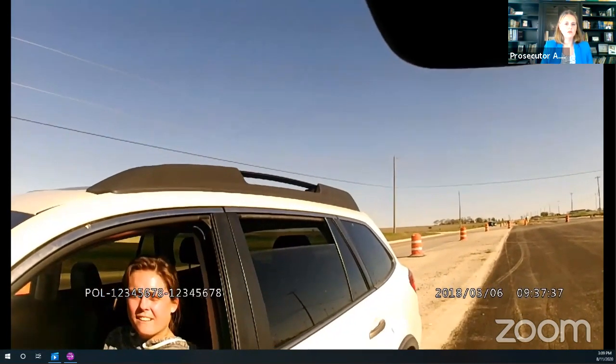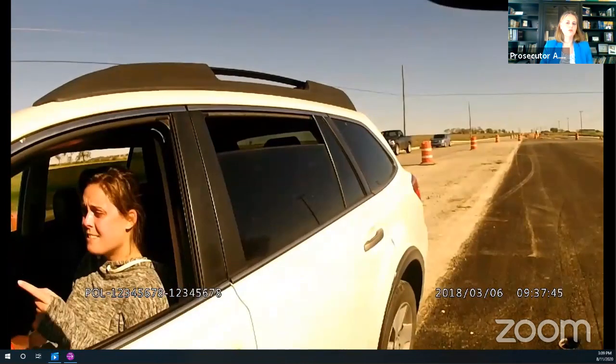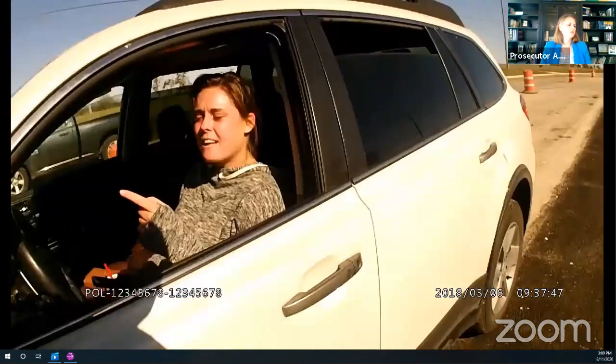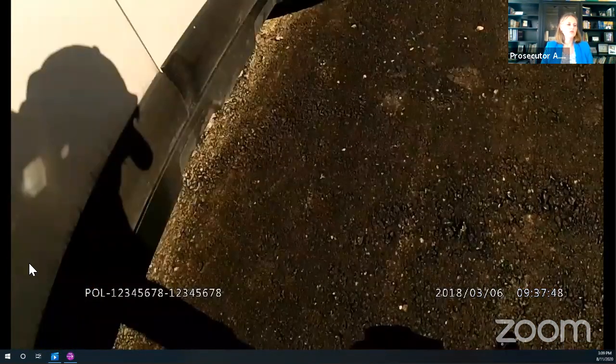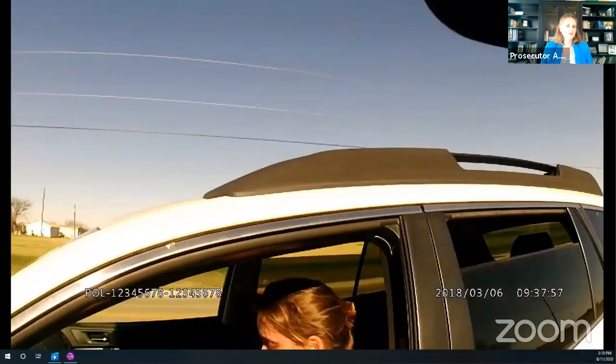How fast was I going? 51 in a 35. Is this road always 35? That's because of construction. That's why. I swear, what is it? Only 50? I usually don't speed. I think it's 45 normally. But I know it's 35 for the construction. That's why we're out here today. I don't know. I guess, can you run my plate? Yeah, that's fine.